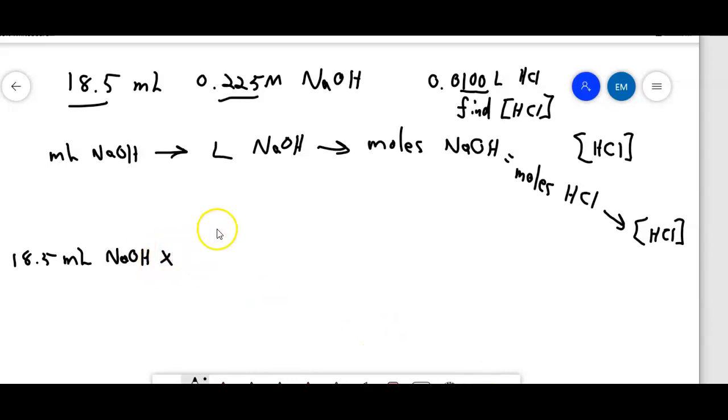Okay, times, we need liters per milliliters. And what's the conversion factor? We have 1 liter per 1,000 milliliters, right? You've got 1,000 milliliters in a liter, so 1 liter times 1,000 milliliters. So there's your conversion. You're going to divide that by 1,000. And now you have liters of sodium hydroxide.